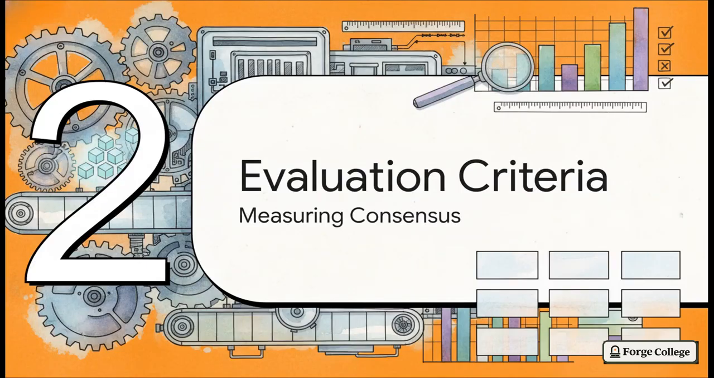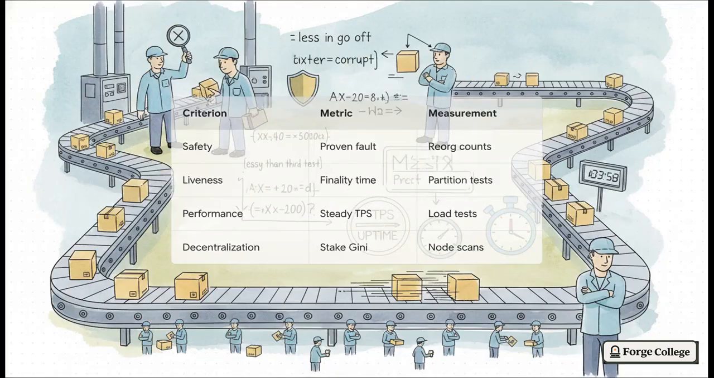Moving right along. Section 2, defining evaluation criteria. Now that we have our factory laid out, we have to translate those assembly line checkpoints into actual, explicitly measurable criteria, usually about 4 to 6 of them. For instance, safety ensures defective parts don't get through, which means we mathematically prove that if less than a third of our inspectors are corrupt, the factory stays completely safe. Liveness simply asks, does the belt keep moving? We measure that with uptime. Performance is just your conveyor speed, or TPS. And decentralization? That ensures we don't just have one giant inspector bossing everyone around, but rather a widely distributed team.